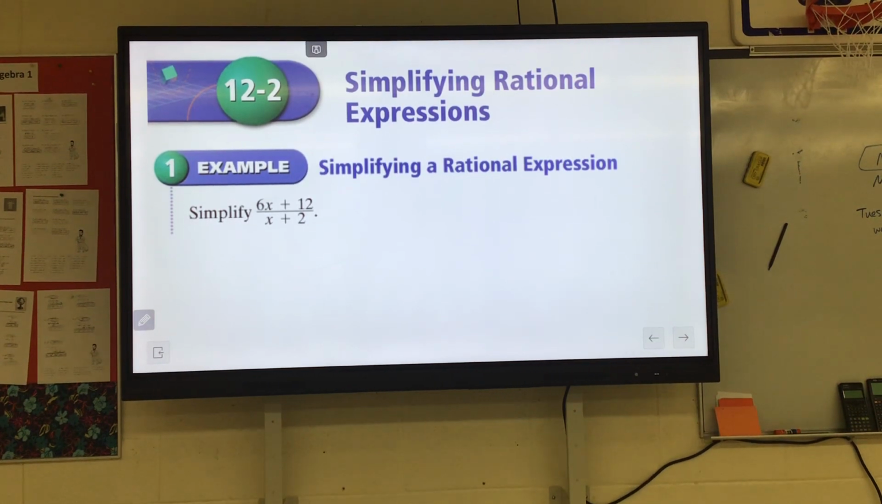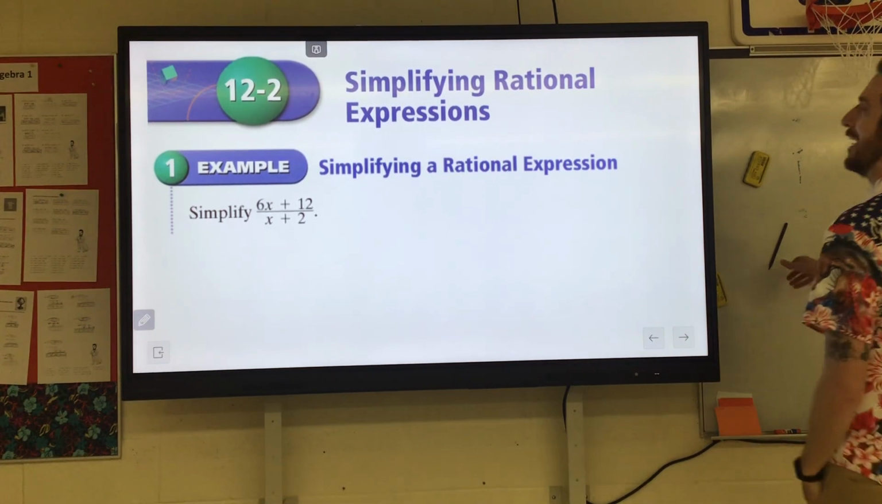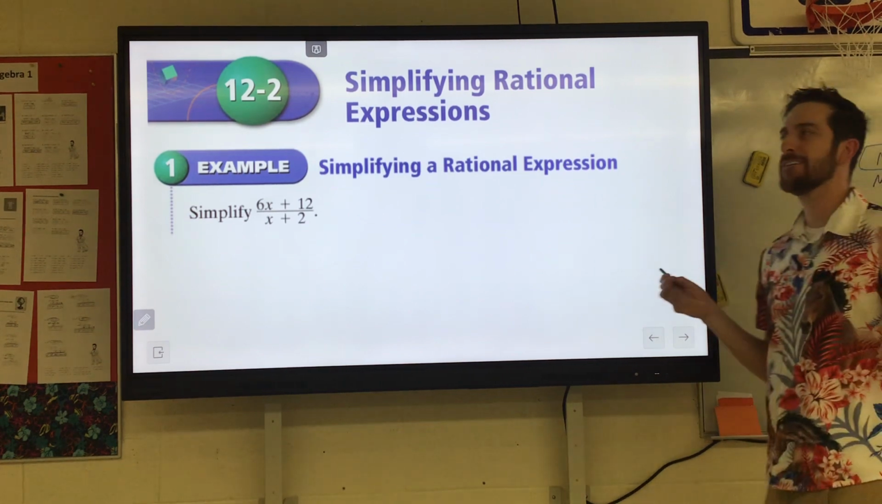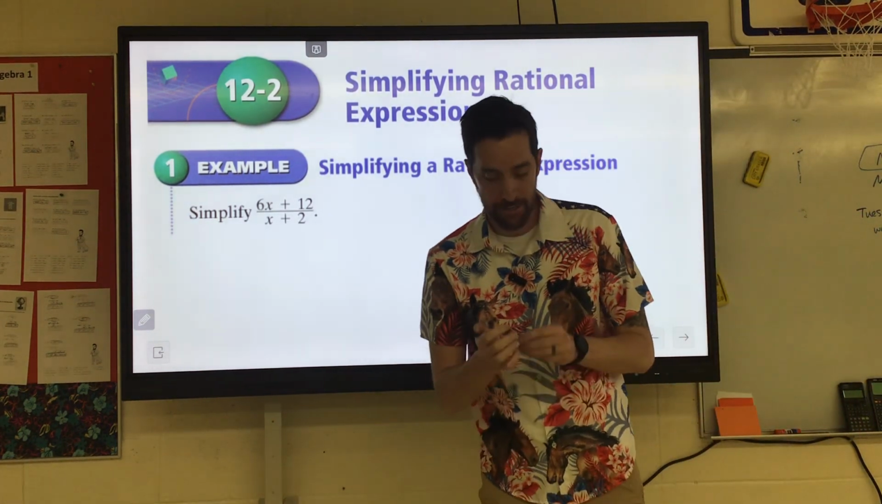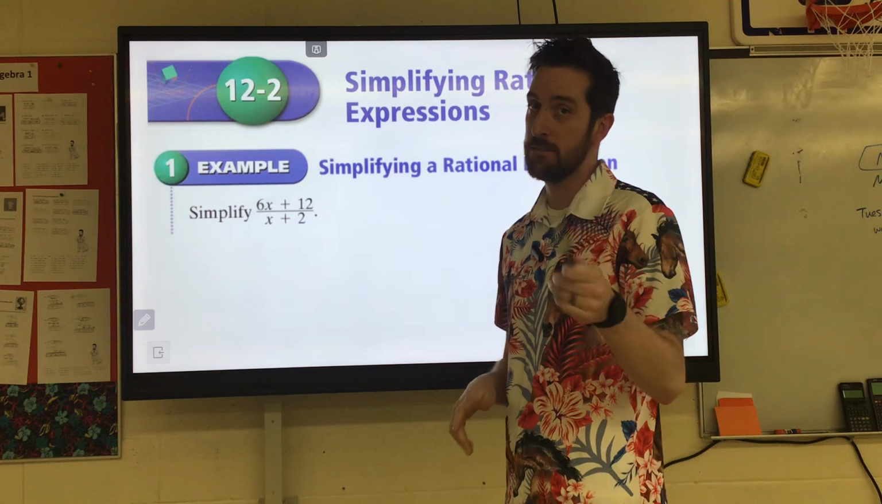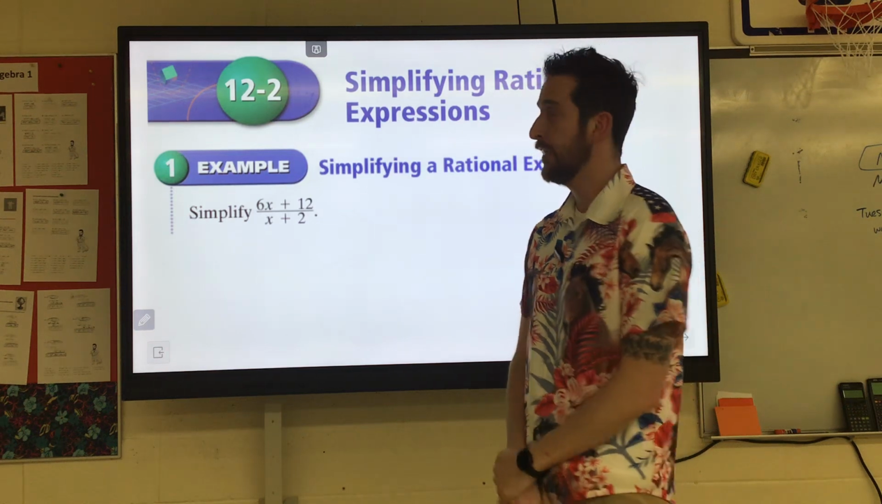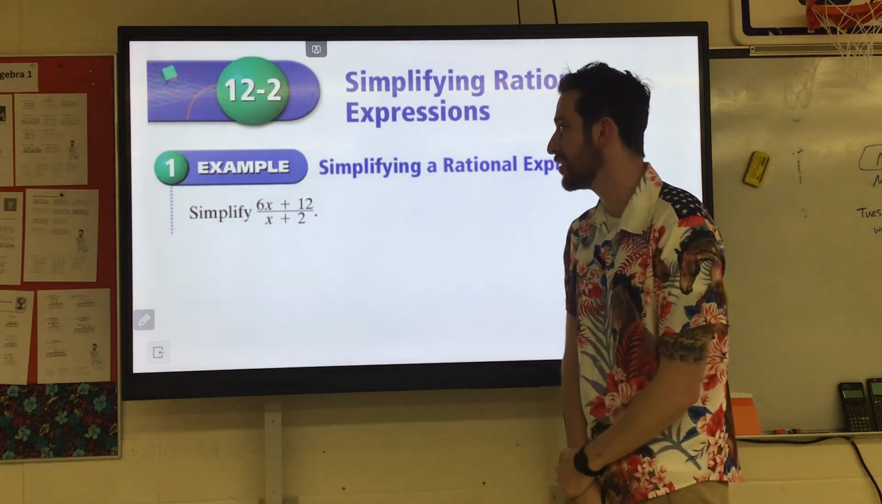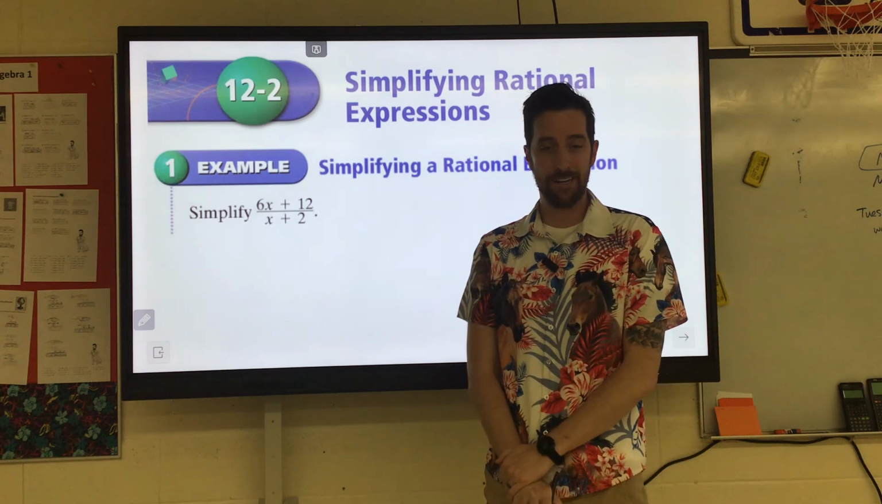Simplifying rational expressions. Oh my gosh. It's a fraction. We're simplifying fractions. You gotta be a pro at factoring though, because they're gonna get pretty tough. If you look at this one, we're simplifying 6x plus 12 over x plus 2.